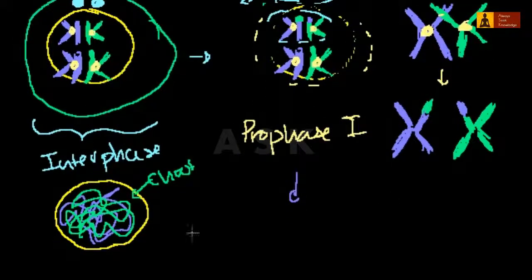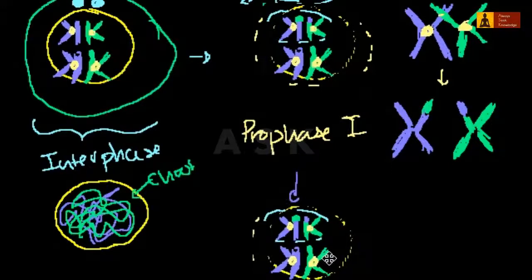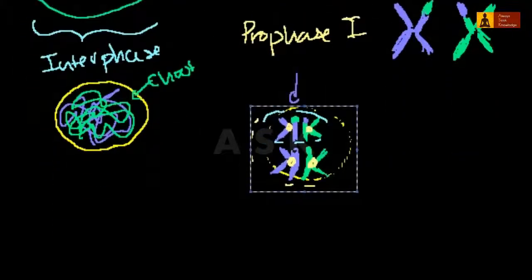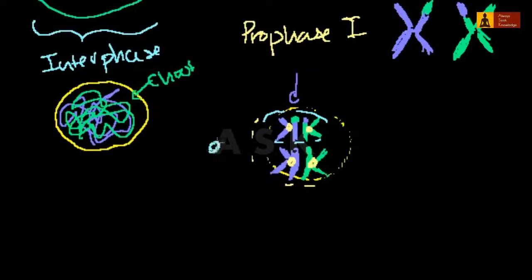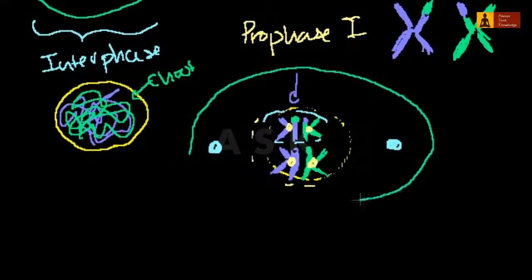So in metaphase 1, let me copy and paste what I've already done. The nuclear envelope is now gone. The centrosomes have gone to opposite sides of the cell itself. Maybe I should draw the entire cell now that there's no nucleus. Let me erase the nucleus a little bit better than I've done. Let me erase all of that.